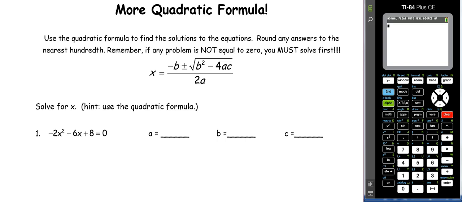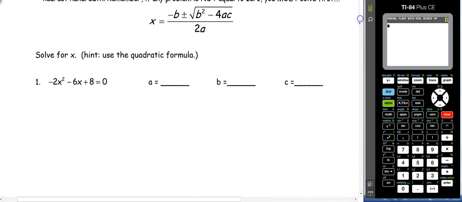So in this case, for number 1, we first have it equal to 0, so we can identify our a, b, and c values. So our a value is what's in front of the x squared, which is -2, which will get substituted in for the quadratic formula for a. The b value is what's in front of the x, which is -6, which will get substituted in for the b. And our c value is 8, which will get substituted in for c. So quickly, let's write down our a, b, and c values. A is -2, b is -6, and c is 8.